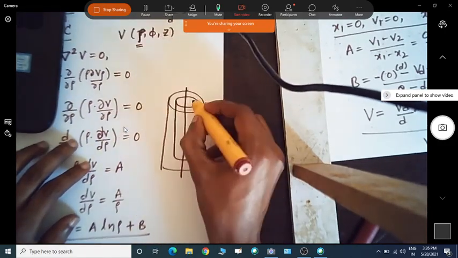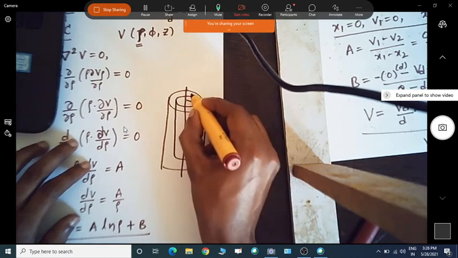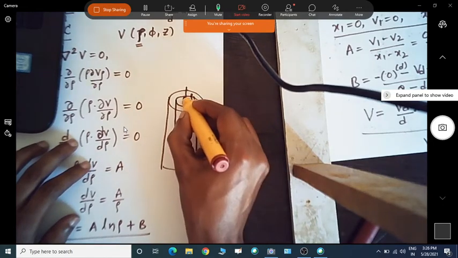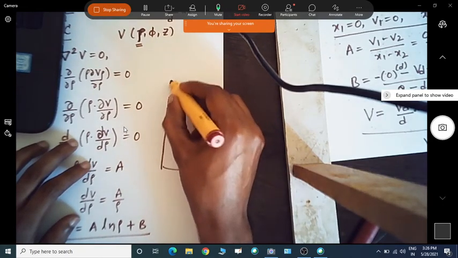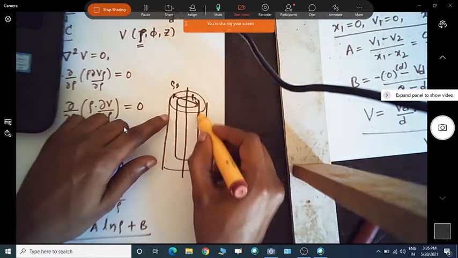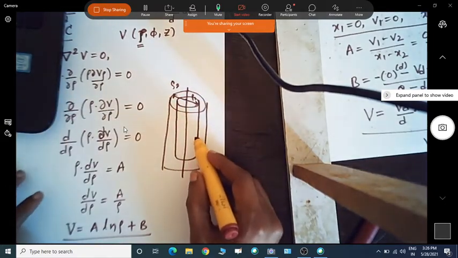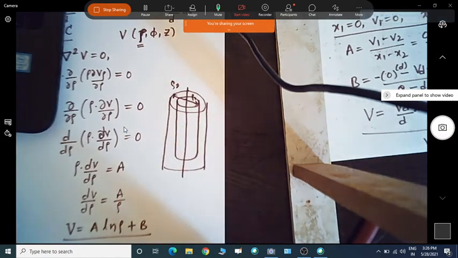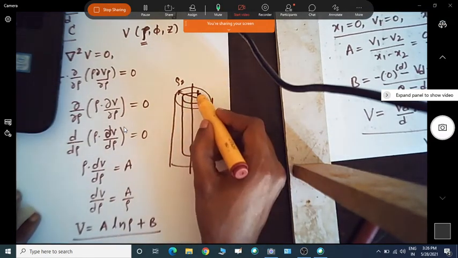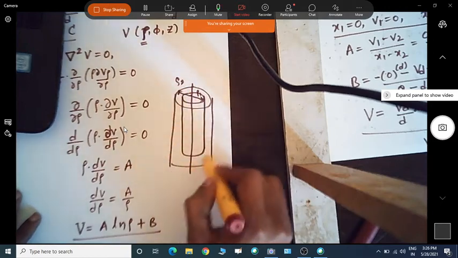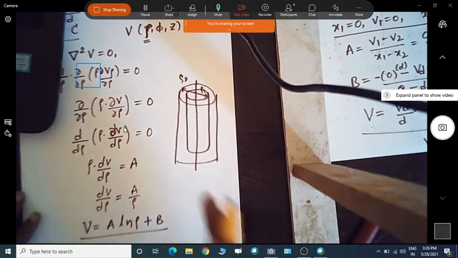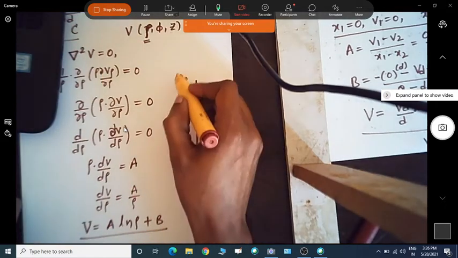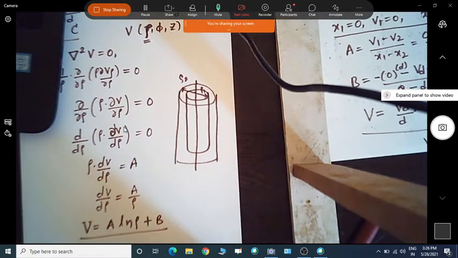Okay, so we have one cylinder at rho 1, and let us take this as rho 2. The potential on the first cylinder surface will be constant, and similarly on the second cylinder surface it will be constant. Wherever rho is fixed, the potential will be constant. For different rho it will be a different V, but at a particular rho value the potential is constant.